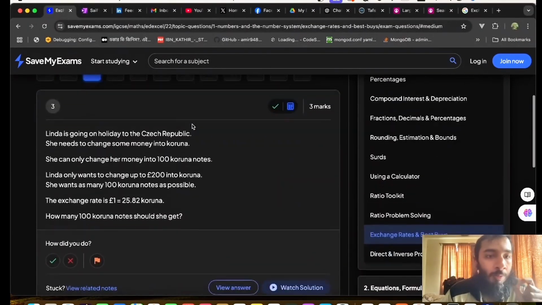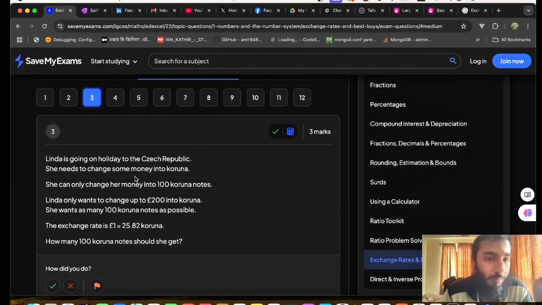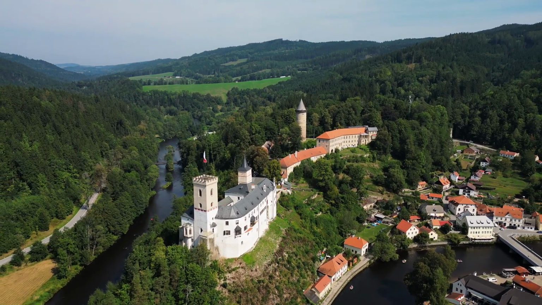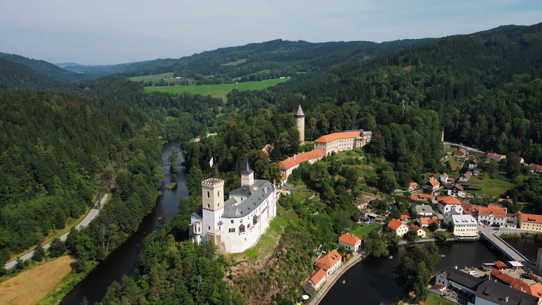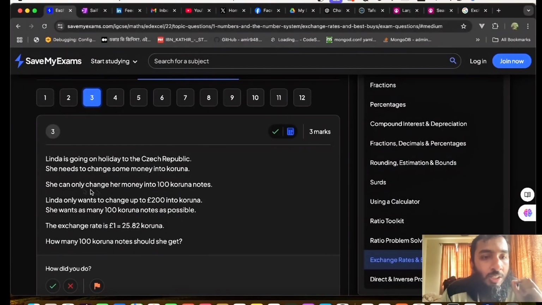If I now focus on problem number 3 and read the problem, this is also a best buy related problem. The problem says Linda is going on a holiday in the Czech Republic. She needs to change some money into koruna. Koruna is one type of currency. She can only change her money into 100 koruna notes. Linda wants to change up to £200 into koruna. She wants as many 100 koruna notes as possible. The exchange rate is 1 pound equals 25.82 koruna. How many 100 koruna notes should she get?